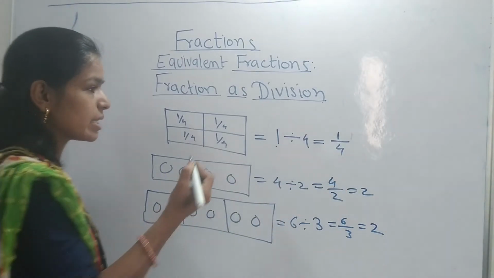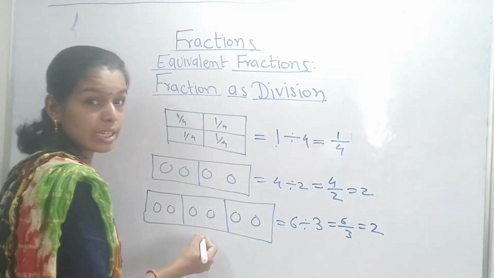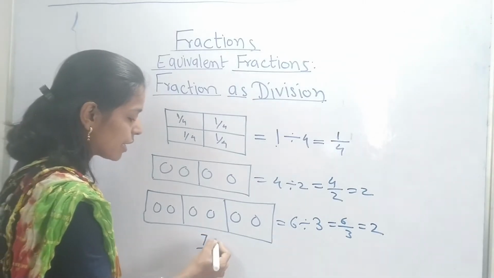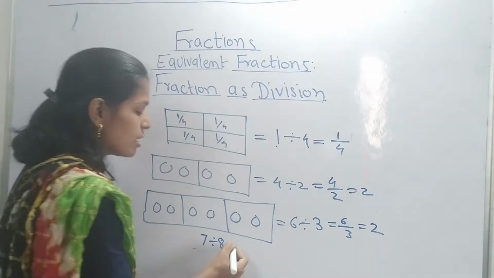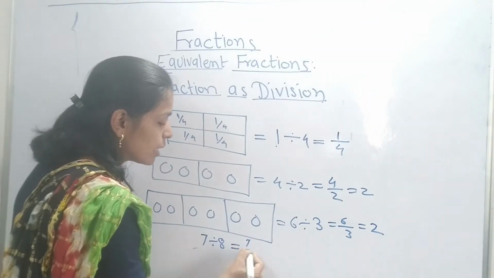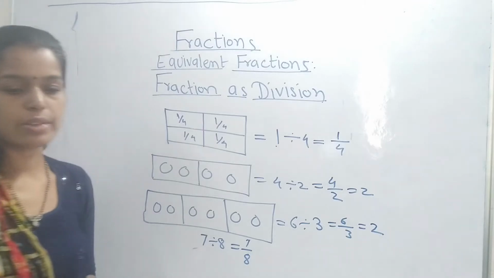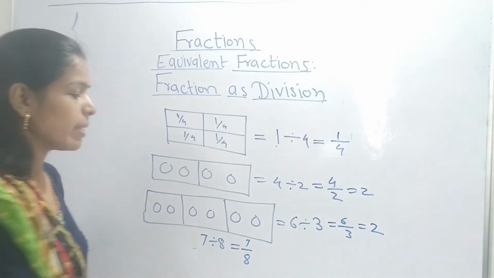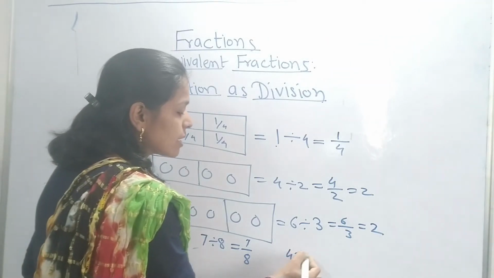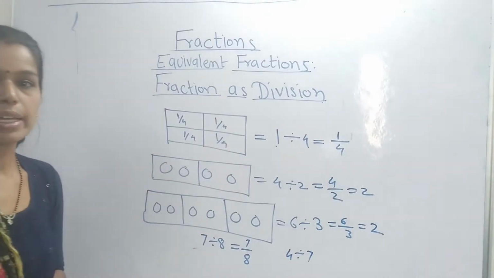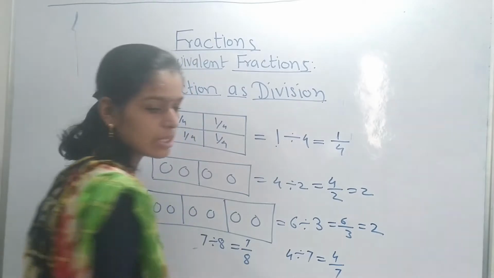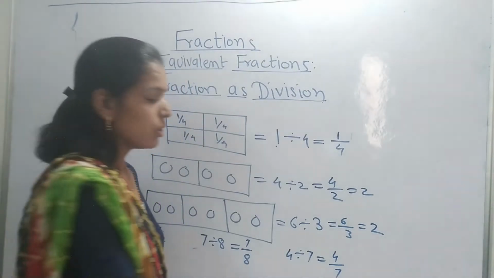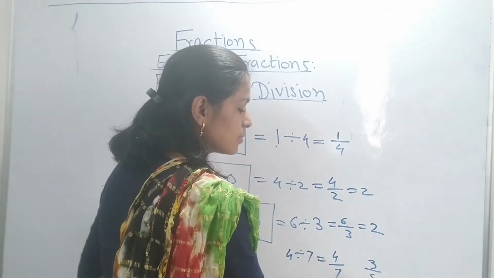See here, some examples I am taking. 7 divided by 8 is equal to nothing but 7 upon 8. 7 by 8 means 7 divided by 8. 4 divided by 7 means nothing but 4 upon 7. Okay, now 3 by 8.